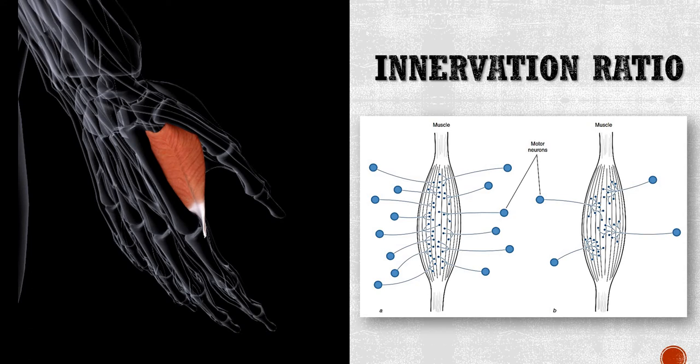This muscle, your abductor pollicis brevis, is more like muscle A on the left-hand side of our two images here. It has more motor neurons, but each one of those synapses with fewer muscle fibres, and this is a muscle that generally has a greater proportion of type 1 muscle fibres.